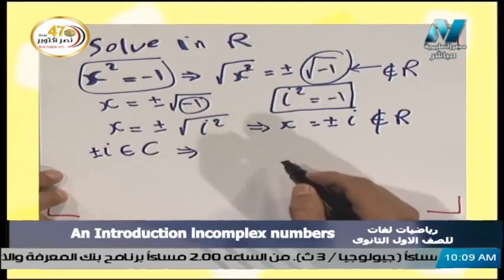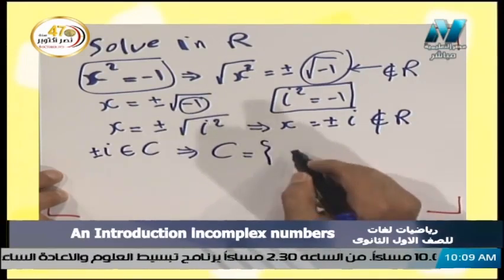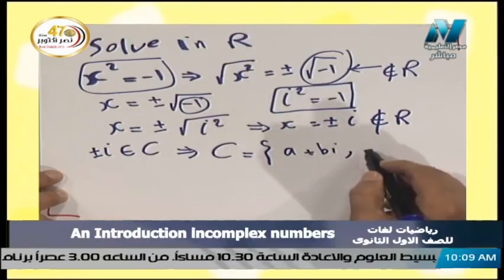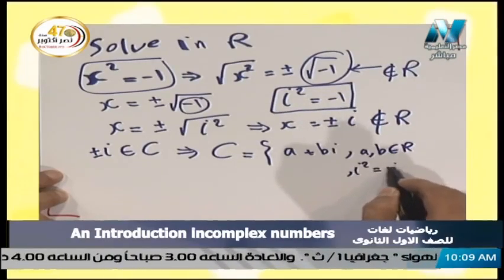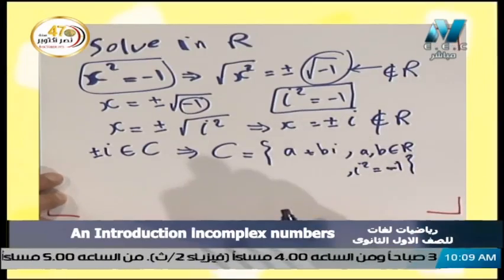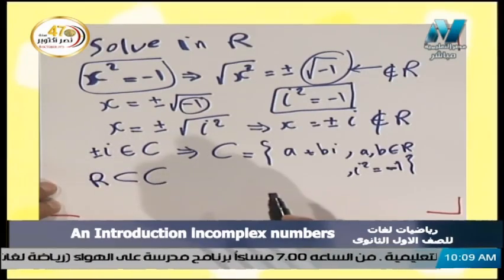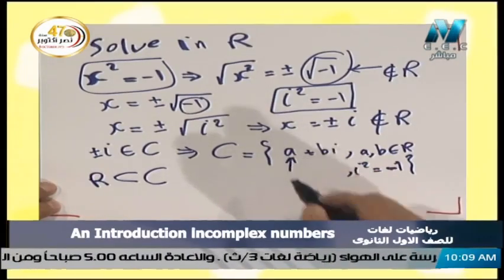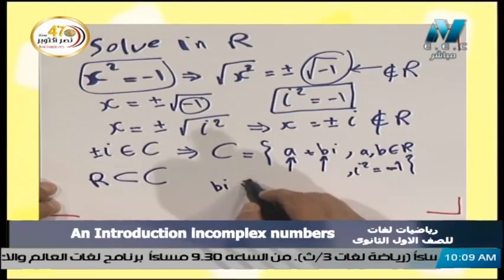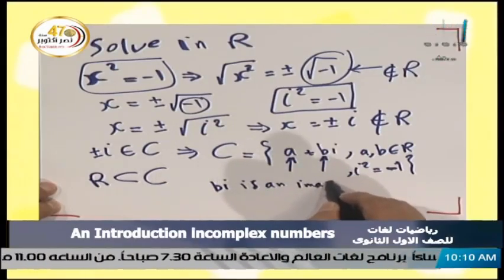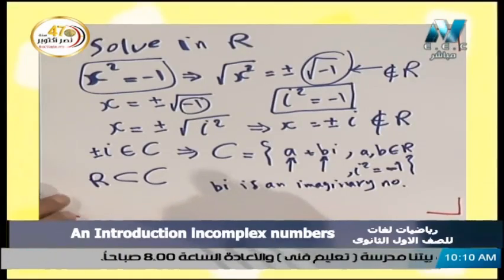And what are complex numbers? The set of complex numbers, we can define it as the set of a plus bi, where a and b belong to R, and i power 2 equals -1. This is the complex numbers. And the real numbers are a subset of complex numbers. We know that a is a real number, b itself is a real number, but bi is an imaginary number.